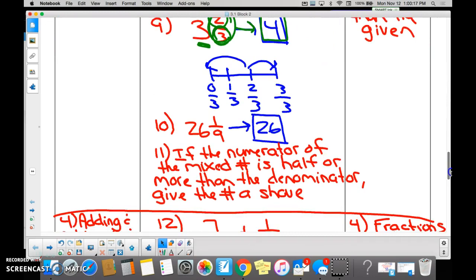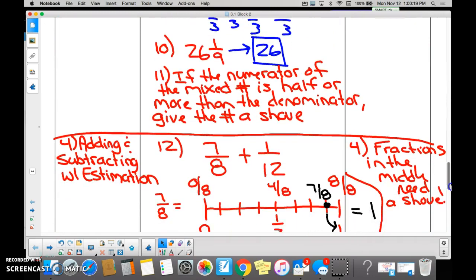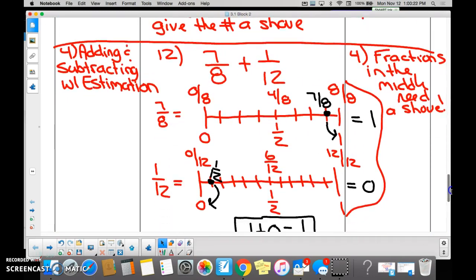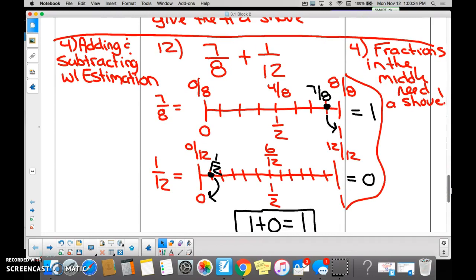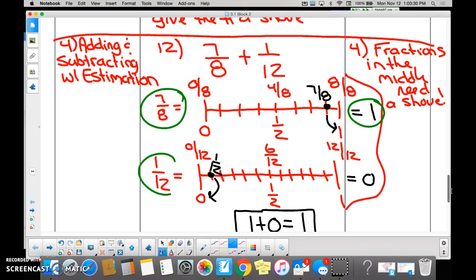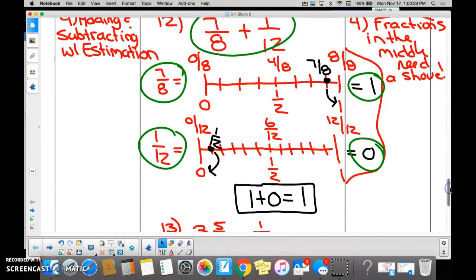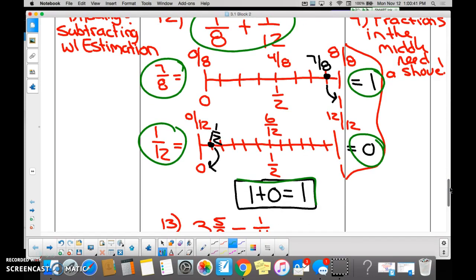And then the last thing we did is we worked on adding and subtracting with estimation. So number 12 was 7/8 plus 1/12. We made a number line for 7/8 and found out our answer was 1, just like what we've been doing. We made a number line for 1/12 and found out the answer to that was 0. So instead of 7/8 plus 1/12, we did 1 plus 0. And what is 1 plus 0?